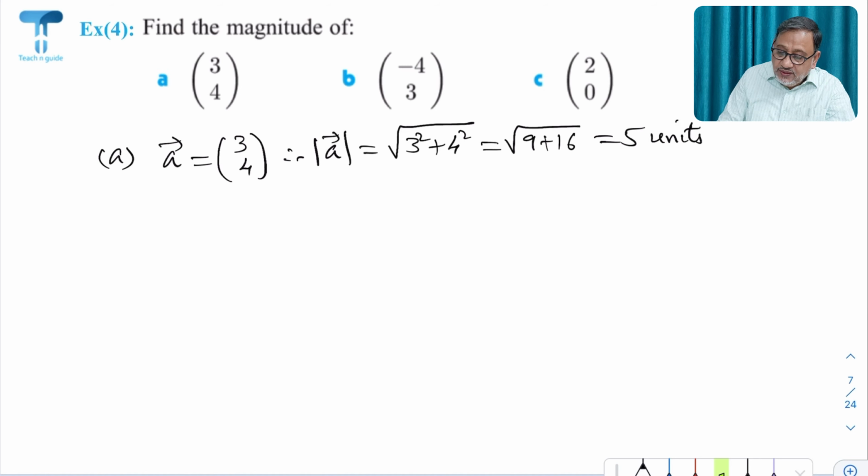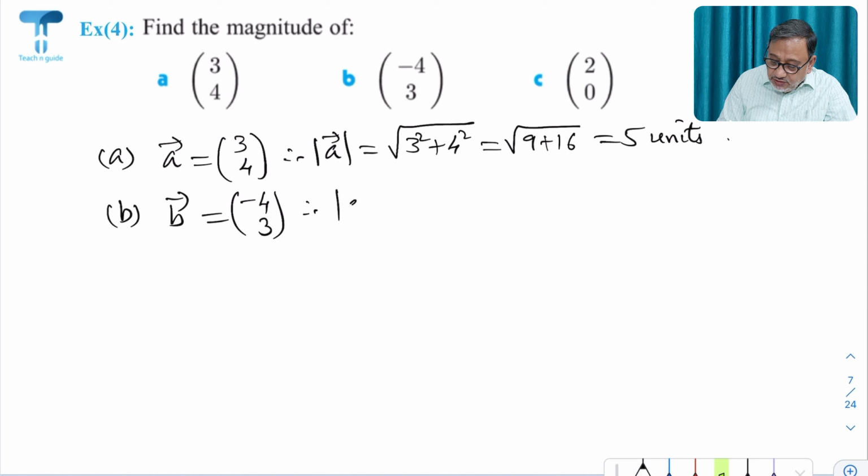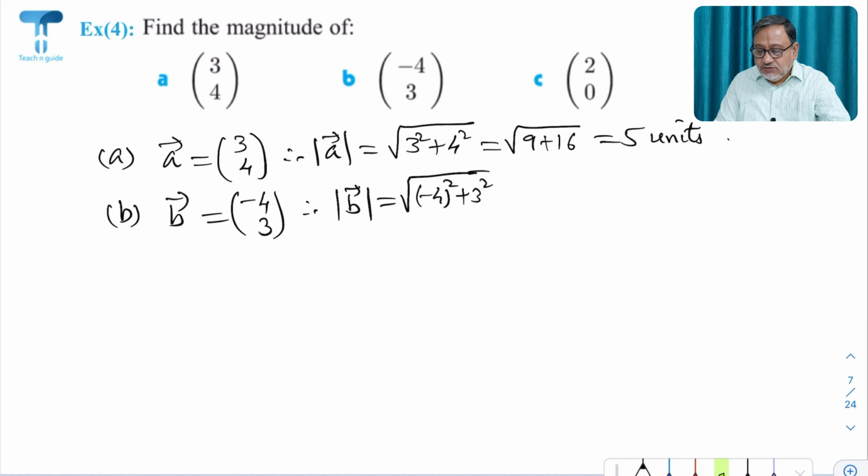Okay, then let me call the second vector as vector b, which is given as minus 4 and 3. So therefore magnitude of vector b will be equal to square root of negative 4 square plus 3 square. No need to write negative here because we are squaring them. So square root of 16 plus 9, which will be again 5 units.